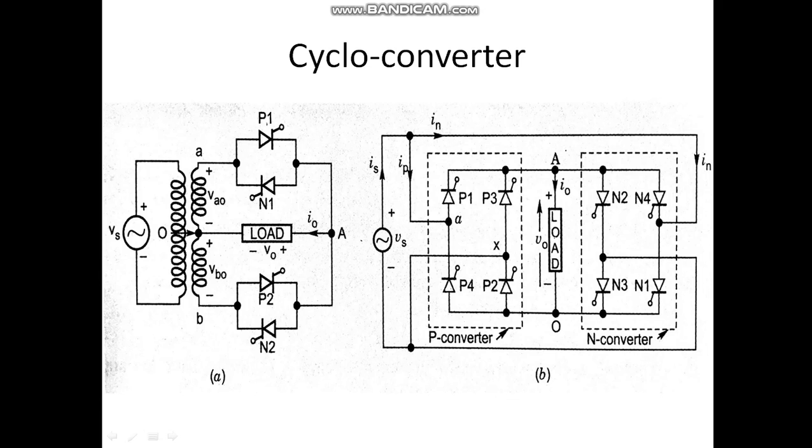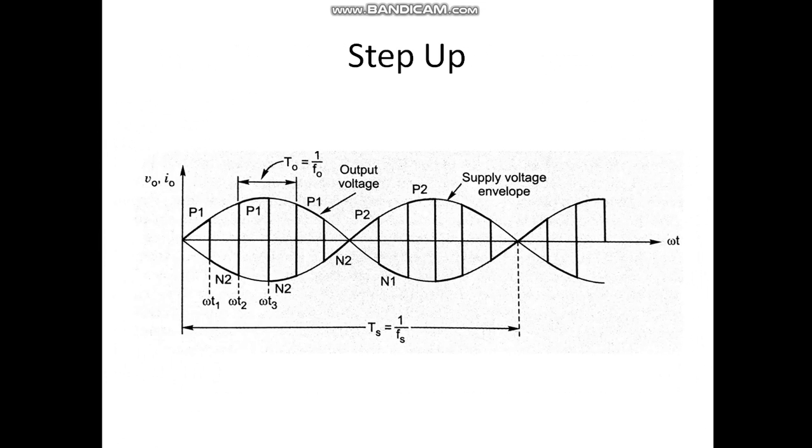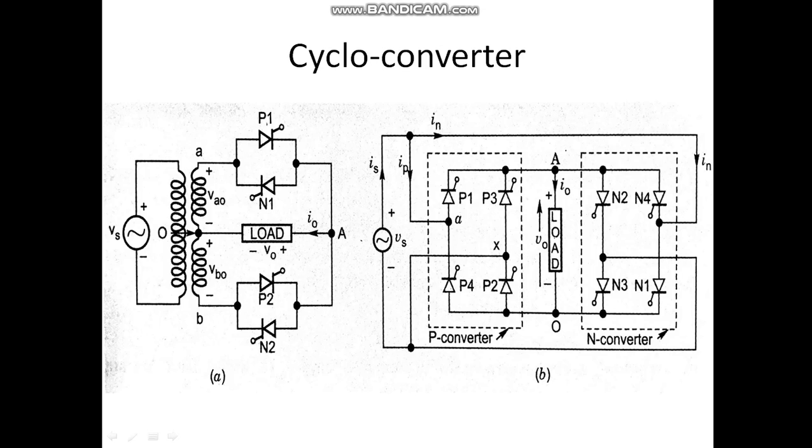So we'll start with the midpoint type cycloconverter. How does it operate? You can see there is a single phase voltage source, then a center tap transformer arrangement, and there are four devices. P1 and P2 will conduct for the positive half cycle, and N1 and N2 will conduct for the negative half cycle. First, let's see its step up operation, meaning how the frequency increases.